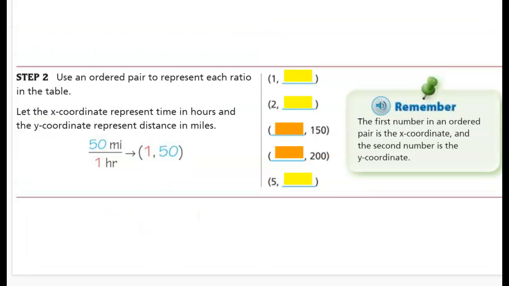And the next step is to use the ordered pairs to represent each ratio in the table. Pause it here, complete these ordered pairs from the table. And here I have simply transferred the information from the equivalent ratio table into ordered pairs.